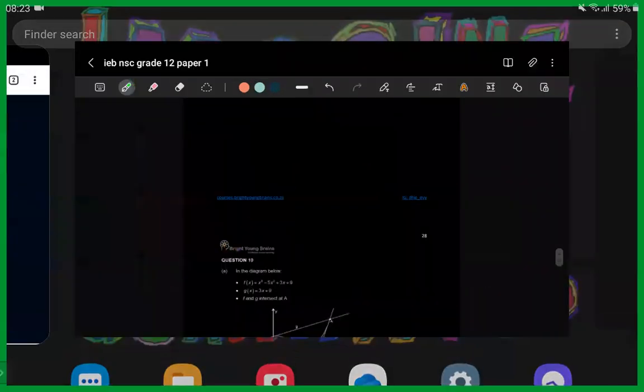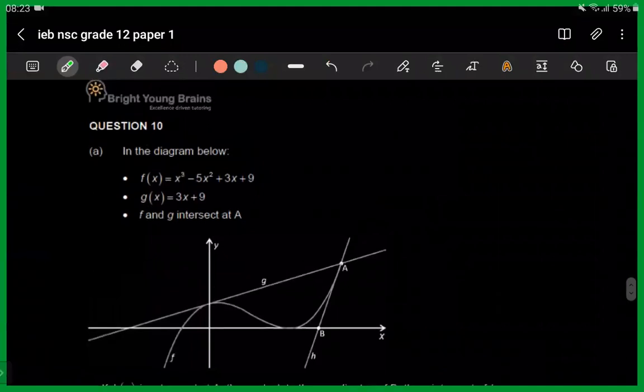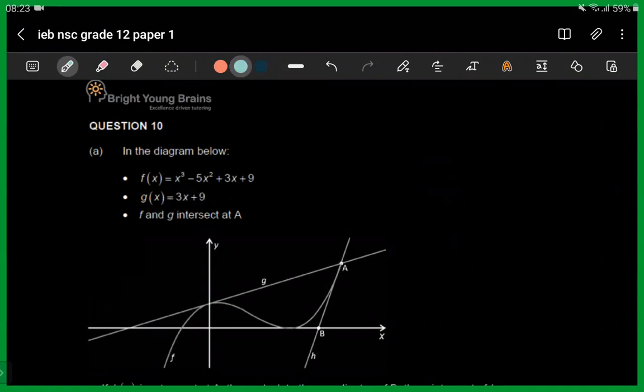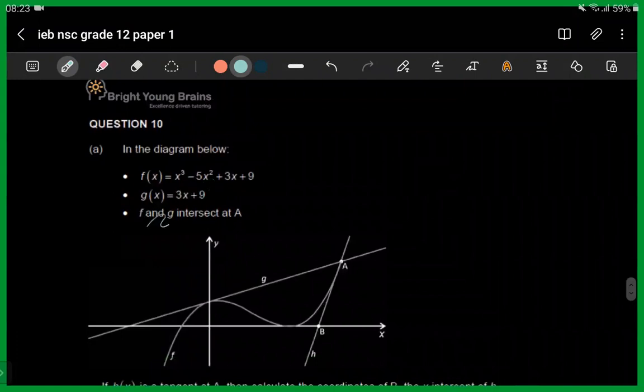Let us see. Question number 10 here. What does question number 10 say? Question 10 says, in the diagram below, you have a cubic function, and then you have a straight line graph. They said F and G intersect at A.